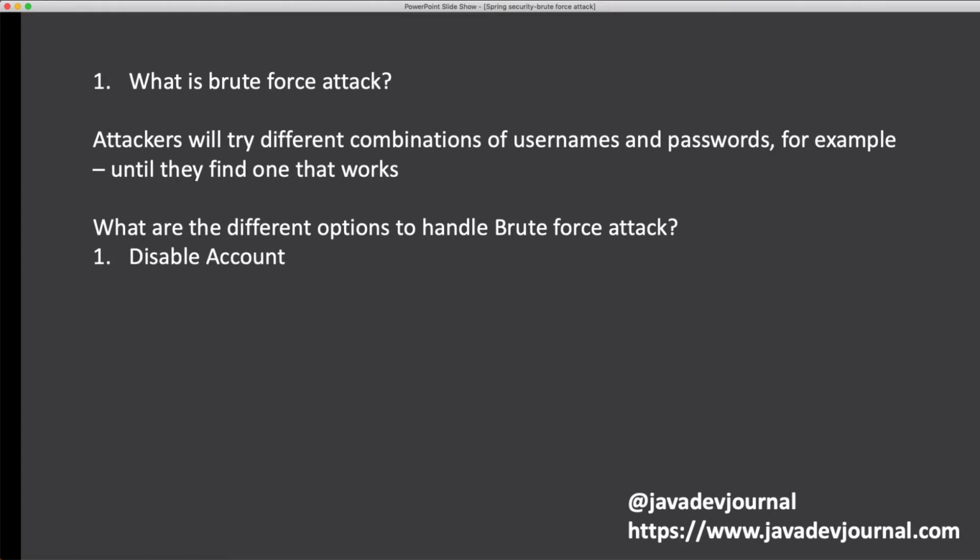So the first thing is disabling the account. This means that we can set a threshold, so that if you try two or three times with invalid credentials, we are going to lock or disable your account, and then probably either you have to go through the reset password, or you may have to go through some additional steps to unlock your account. So we are going to implement this functionality.